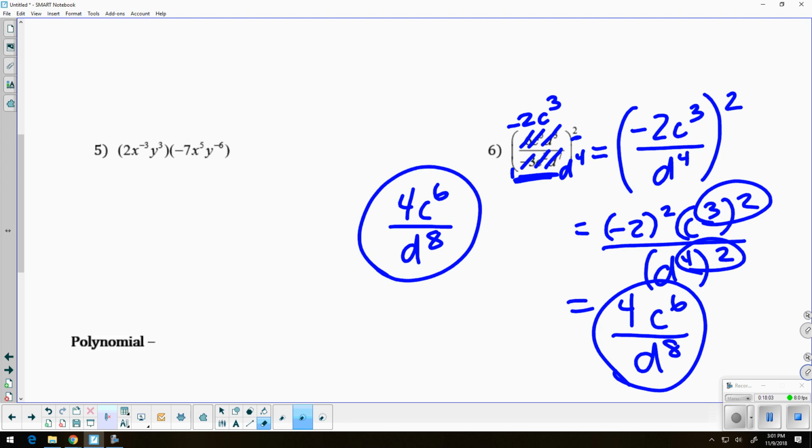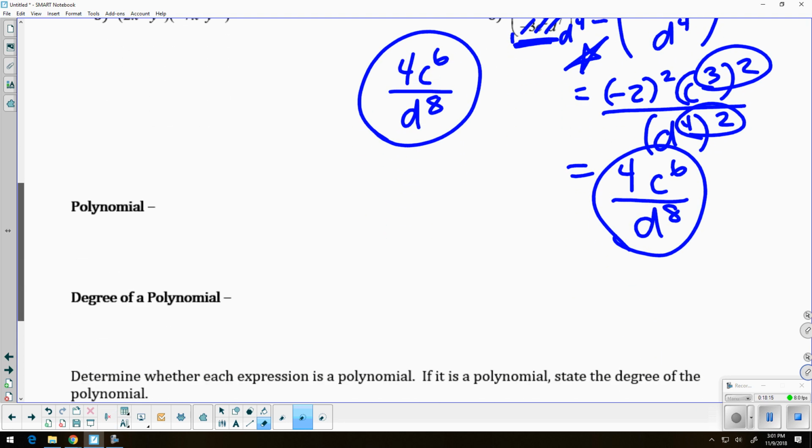And I actually probably prefer this way as well. I would probably rather reduce it first and then square it all. It just kind of makes life a little bit easier. It's not going to be such a big mess when it's all said and done. Okay, so we got monomials down.